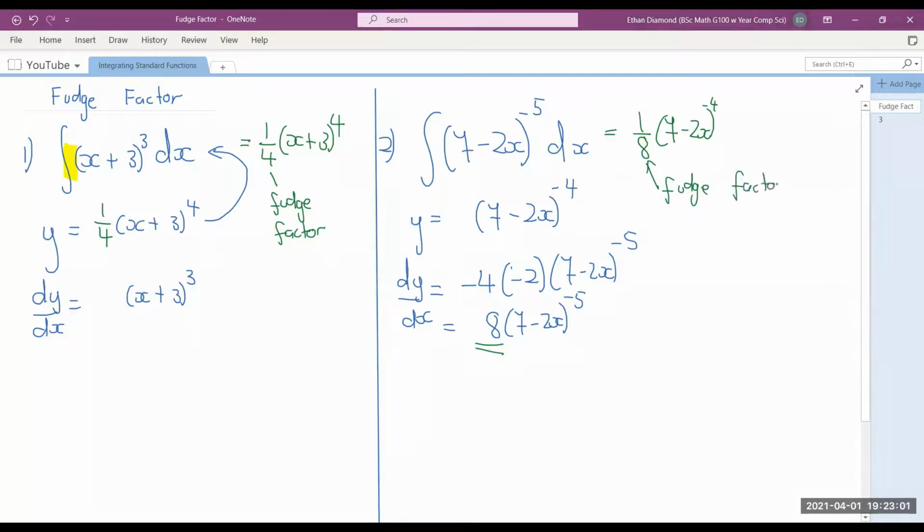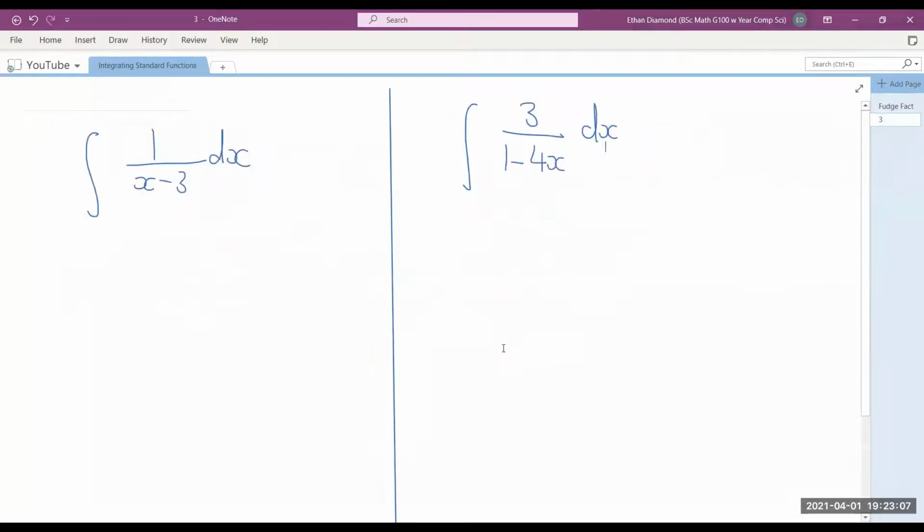And the fudge factor method works for loads of standard results in integration, not just these basic ones. Okay, I'm going to do some special cases. So what do I mean by special cases? Well, when things don't go to plan. So how do we integrate 1 over x minus 3? Okay, so let's rewrite that as a fractional power to begin with. All right, then what was the fudge factor method?